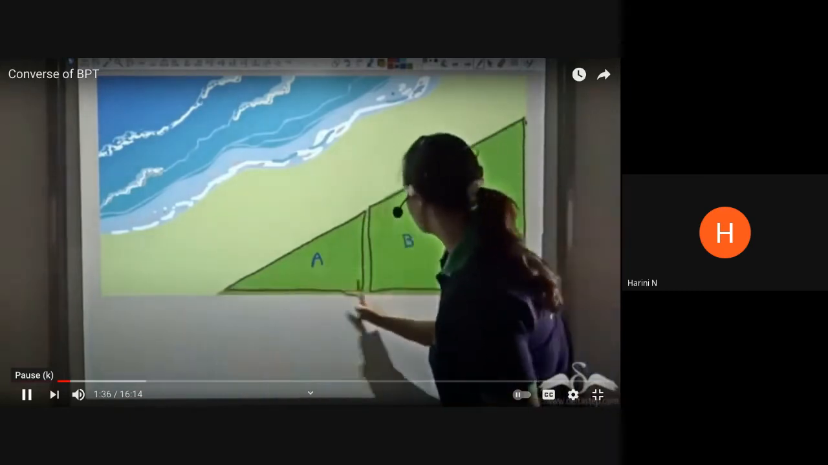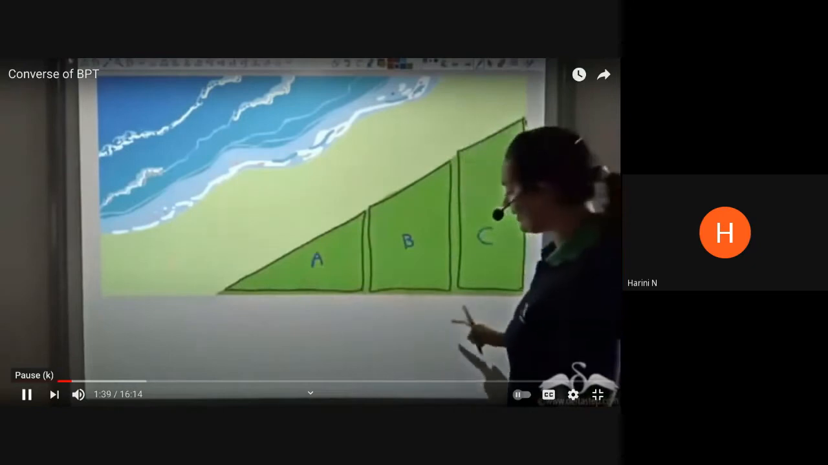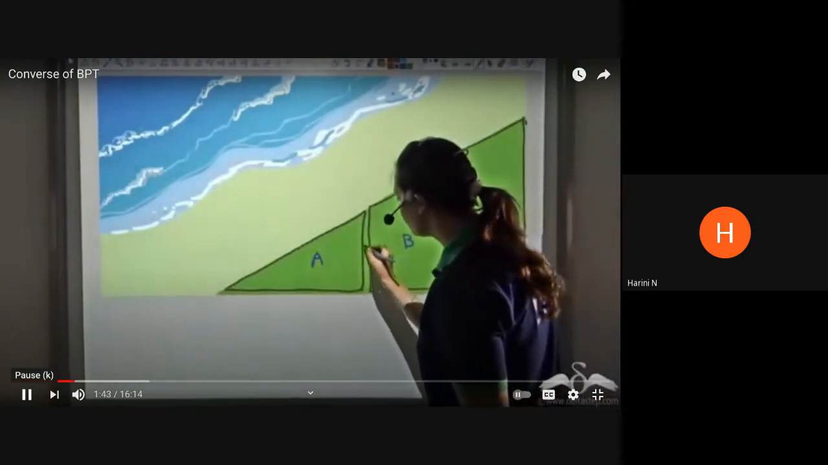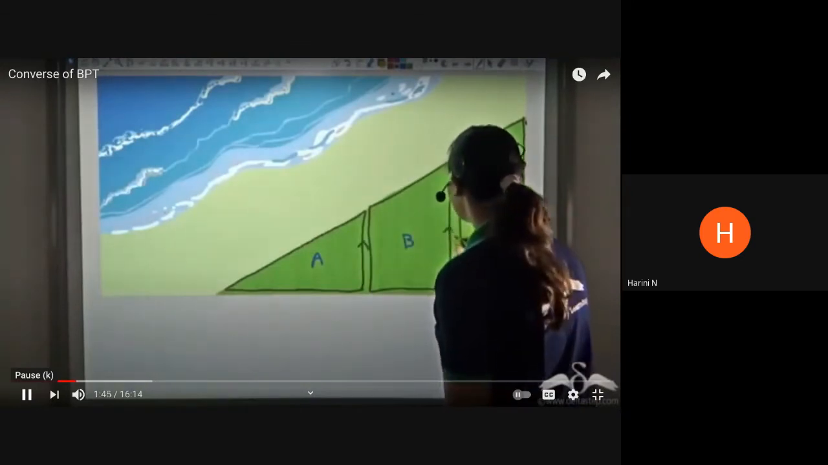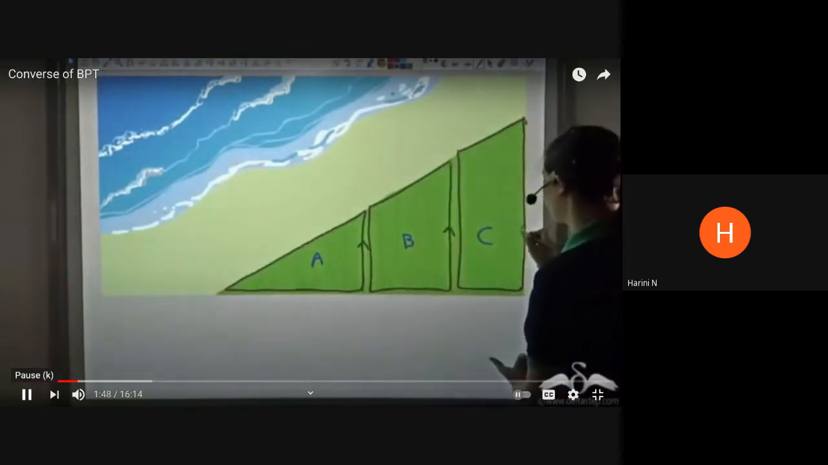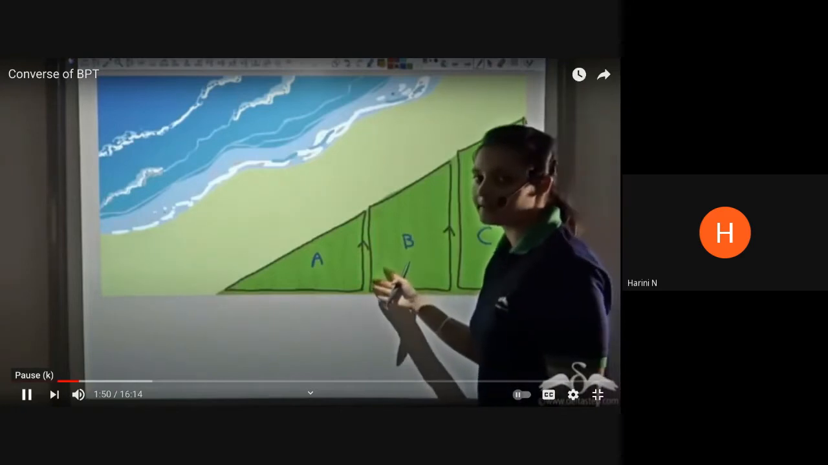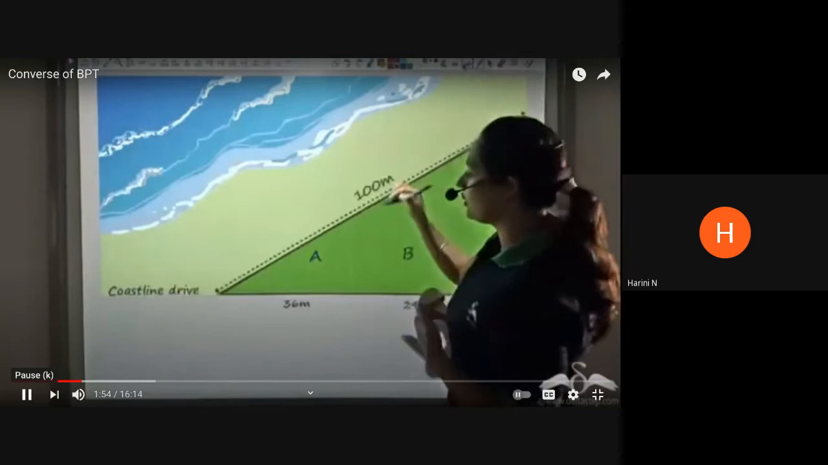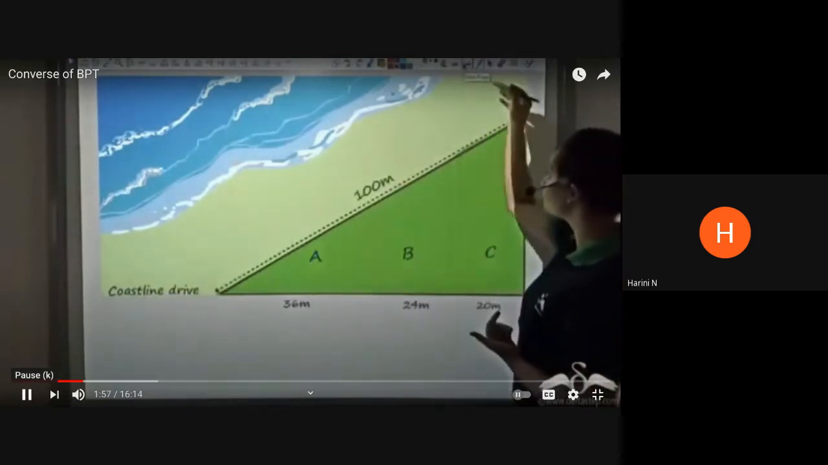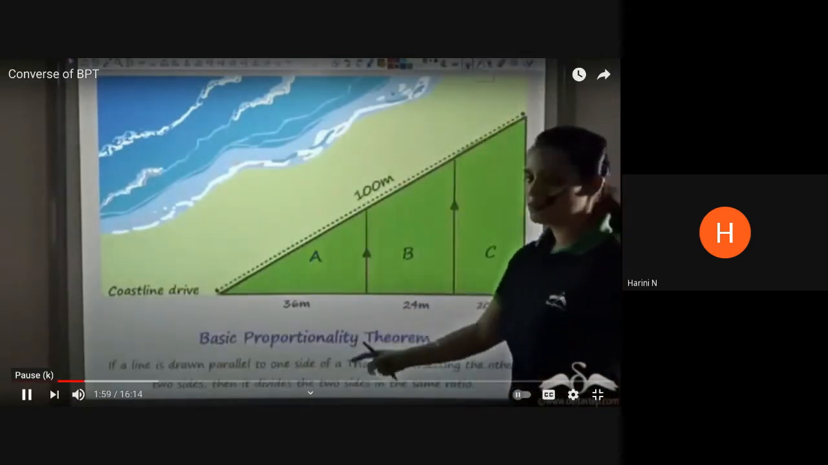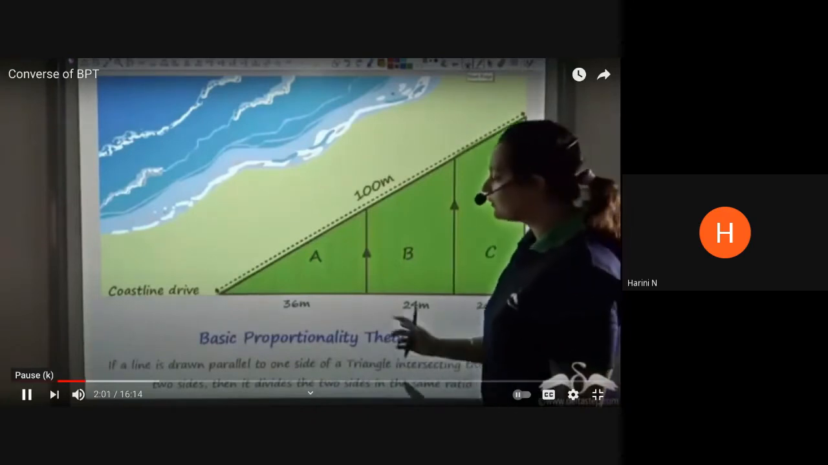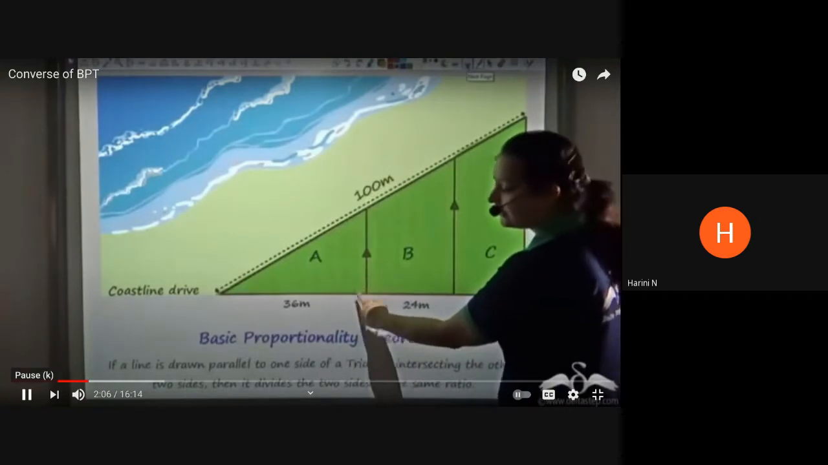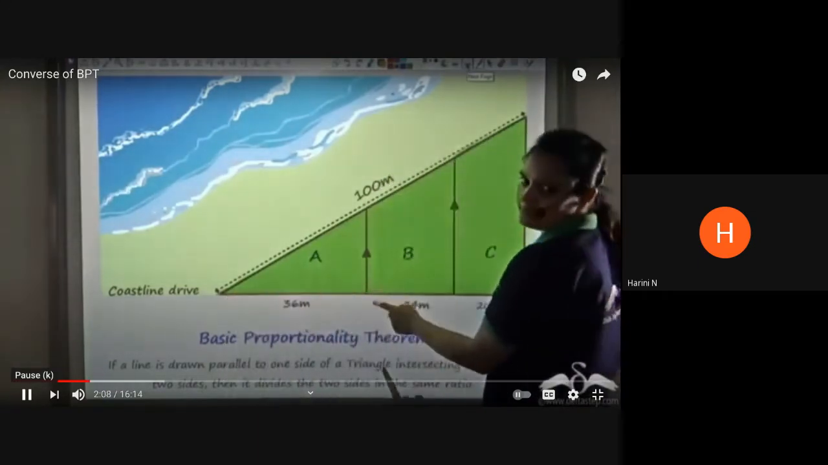What you observe is that the entire land is a huge triangle, and he also observes that the lines which are dividing these plots are parallel. So as soon as we see parallel lines in a triangle, what can we conclude? We know from the basic proportionality theorem that if a line is parallel to one of the sides of the triangle, then it divides the triangle in the same ratio.